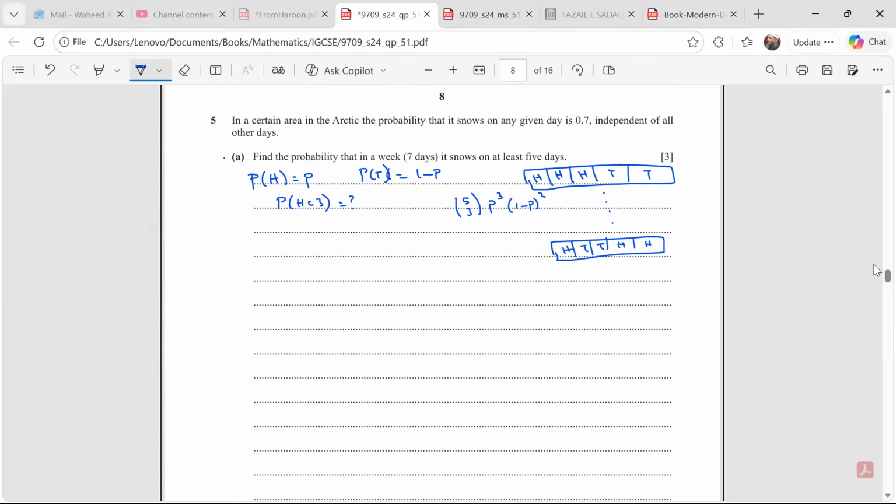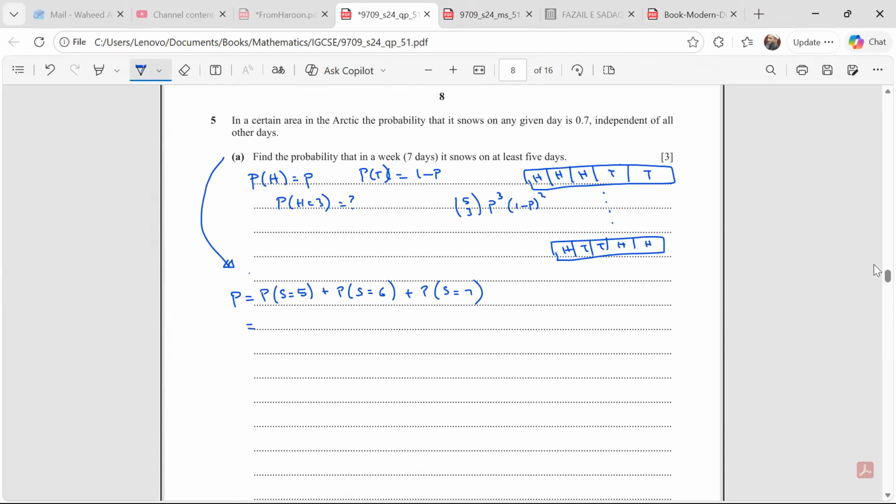Now in this question we have the same logic. You have 7 days, and out of 7 days, what's the probability that at least 5 days have snow? So the probability you want to calculate is the probability that snow is 5 days, or 6 days, or 7 days. Find the probability that in a week it snows on at least 5 days. So 5 days, 6 days, 7 days.